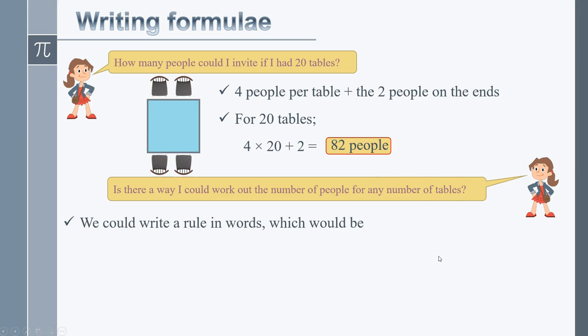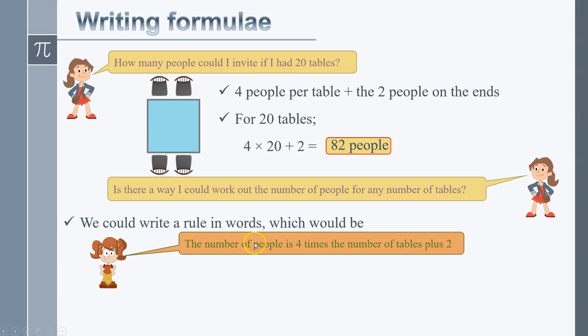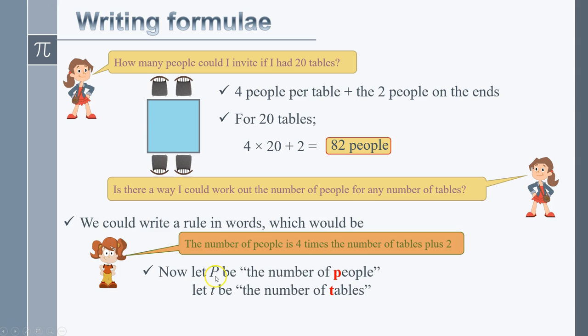If we take this rule and write it just in words, which is essentially what we've got up here, we've got the number of people is 4 times the number of tables plus 2. So 4 times the number of tables plus the 2. That's basically that thing there. So what we're going to do is use a letter to represent the different parts of this. So here we go. P is going to be the number of people. I've used a P for that one. And T is going to be the number of tables. So here we've got number of people, that's going to be P.